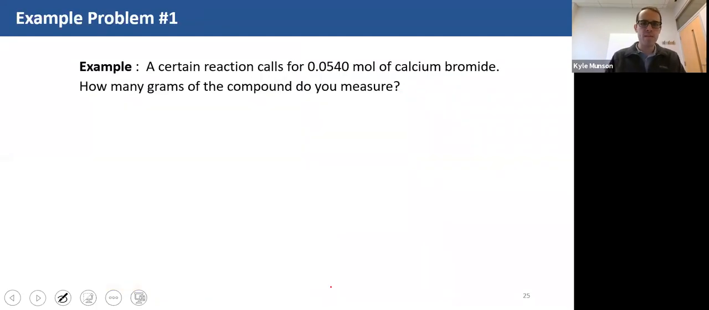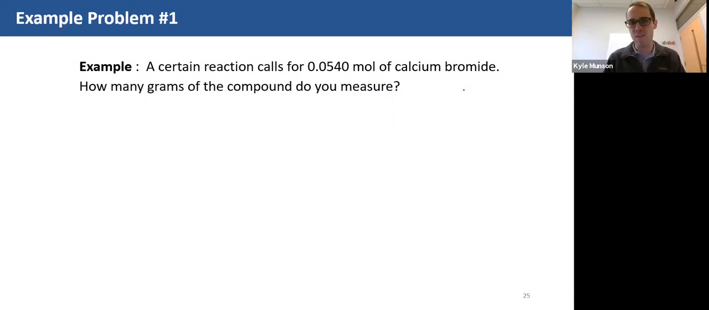All right, so this problem says a certain reaction calls for 0.0540 moles of calcium bromide. How many grams of the compound do you measure? Okay, so we want to measure this out in the lab to do an experiment. So how much do we need to measure?